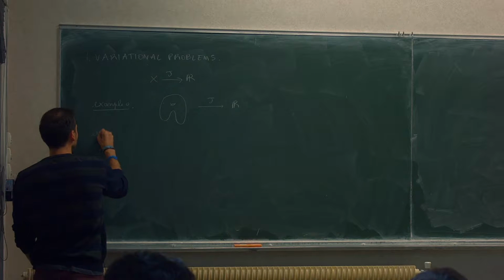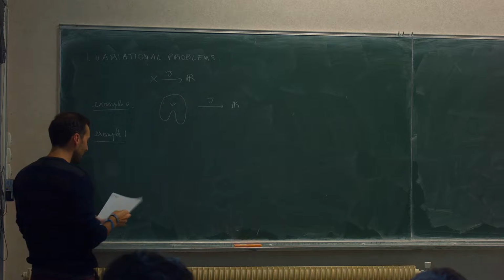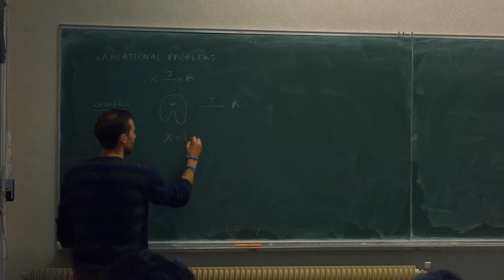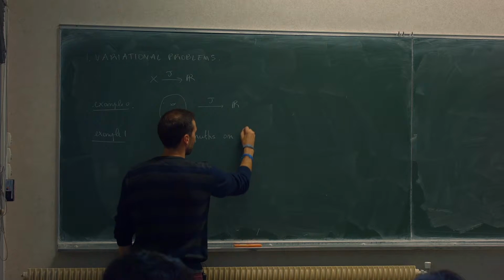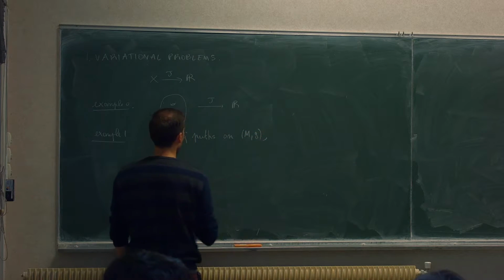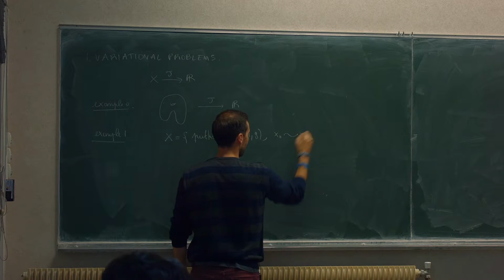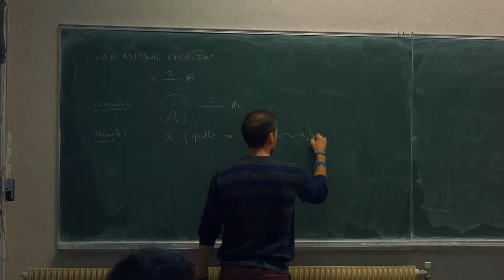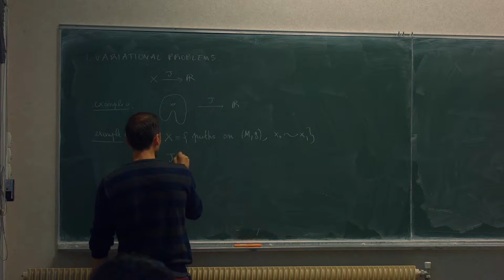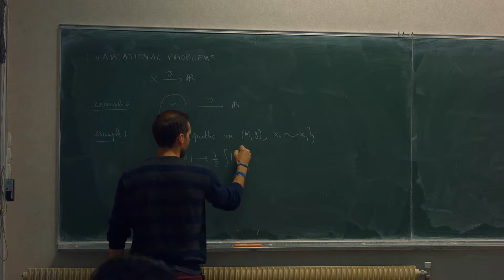So maybe example 1, a bit more interesting. This is infinite dimensional. Our space X is going to be the set of paths on a Riemannian manifold (M, g). These are going to be paths between two fixed points, x0 and x1. It's important that these two points are fixed right now. And the function J takes a path and gives the energy of the path.